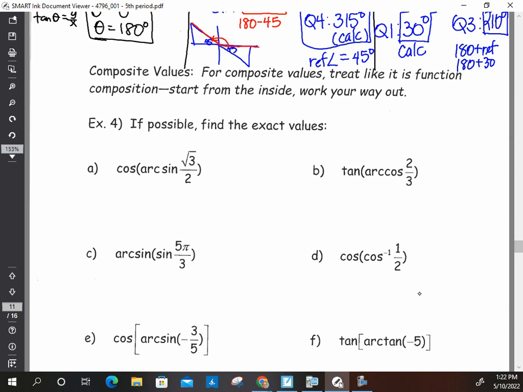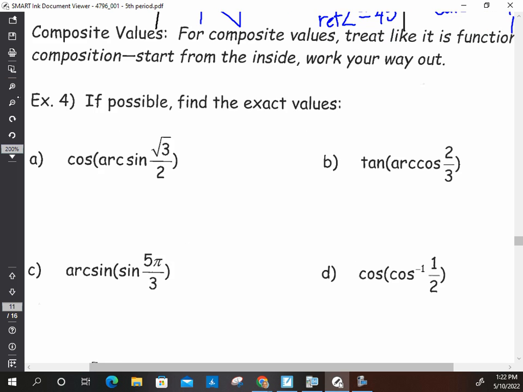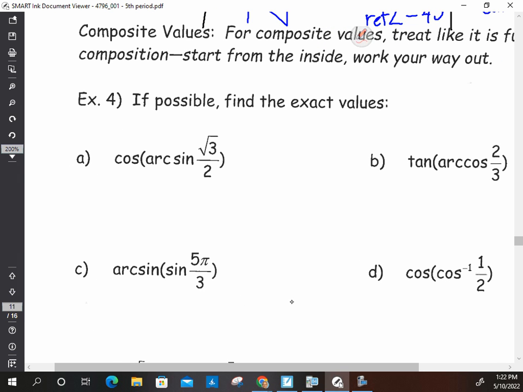So part A might look familiar, might not. That was the extra credit question, except it wasn't called arc sine because at that point you didn't know what it meant. This was cosine, parentheses, sine inverse of square root 3 over 2. How you solve it is you start from the inside and you work your way out. For inside out problems, you do not worry about finding two answers. You purely just use the answer that the calculator provides you.